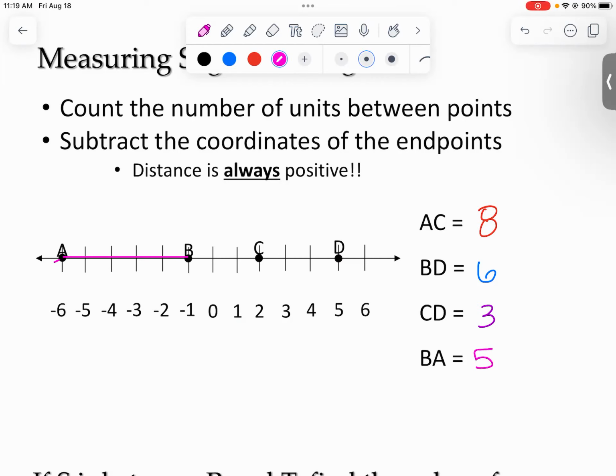Okay. It was not a trick just because BA is written backwards from what we probably would write it. We like to write AB. Still a positive difference. Okay. Did you numbers ever make a negative distance? Nope. Distance is always positive. Always positive. Okay. All right.